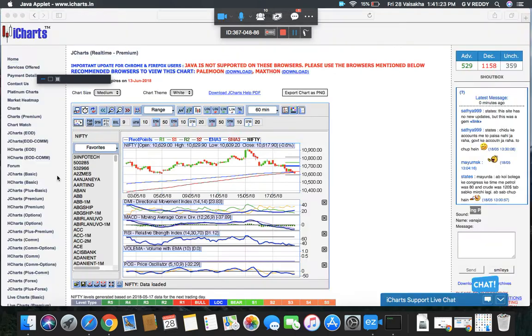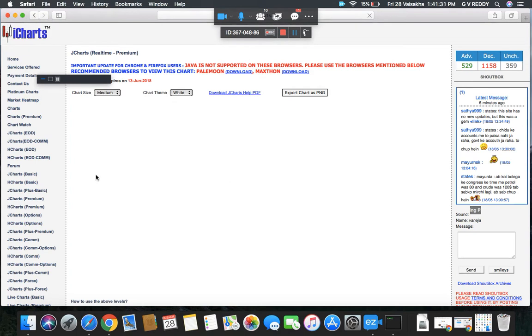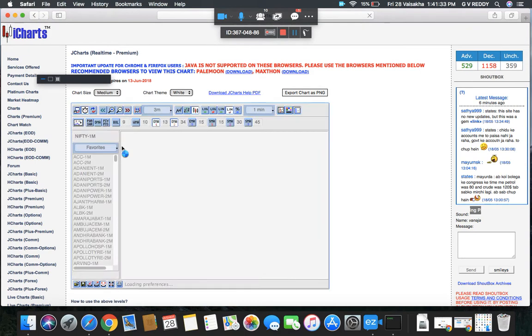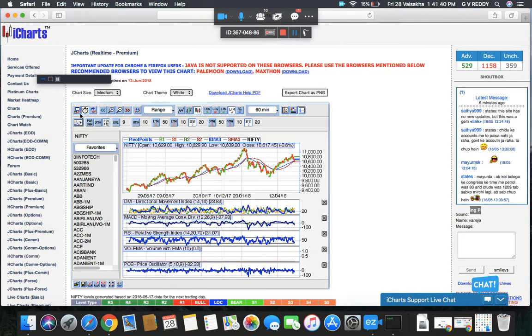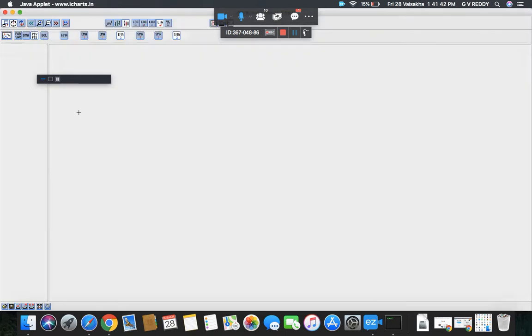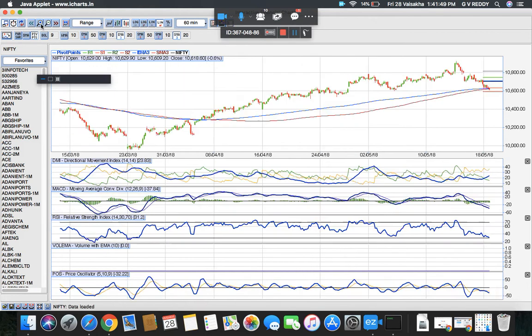Right. Please see this particular chart. Those who have done technicals or not done technicals doesn't matter, I can just show you. I'm using a live chart here in iCharts.in. I just clicked on iCharts Premium. The iCharts Premium will show you the live charts. So this is the live charts software where we use technicals. Now I can make this full screen like this.